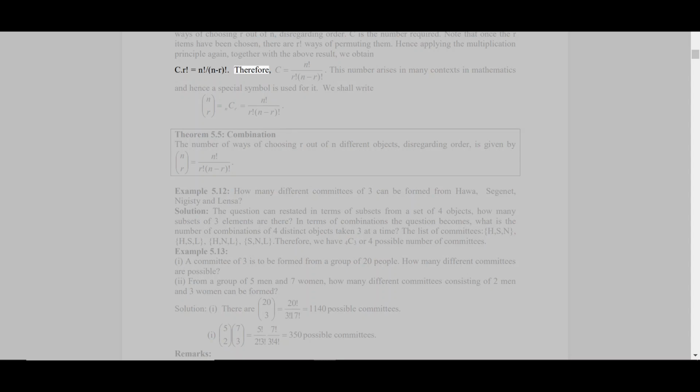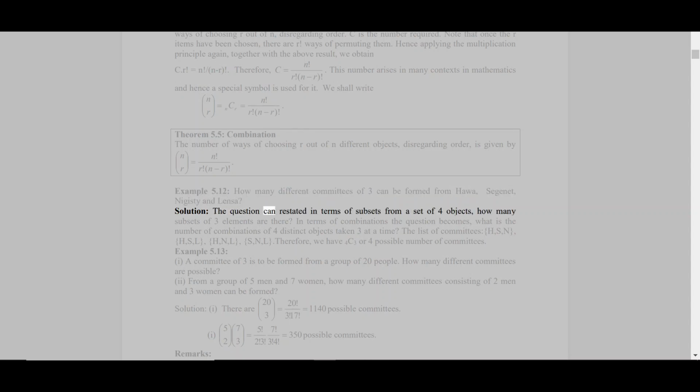Therefore, n choose r, nCr. This number arises in many contexts in mathematics, and hence a special symbol is used for it. We shall write nCr = C(n, r). Theorem 5.5, combination. The number of ways of choosing r out of n different objects, disregarding order, is given by C(n, r). Example 5.12, how many different committees of 3 can be formed from Hawa, Sejanit, Nijasti, and Lensa?